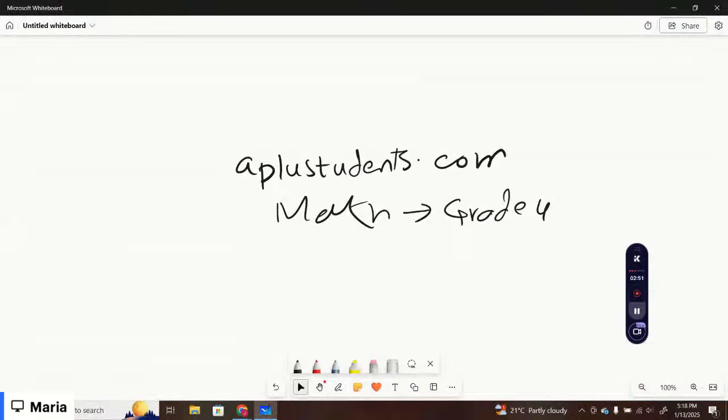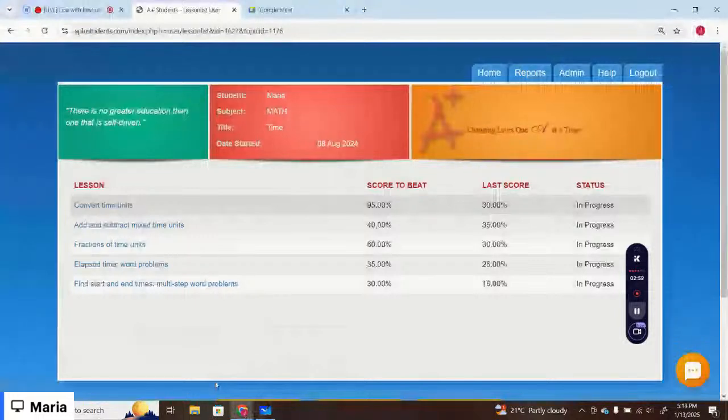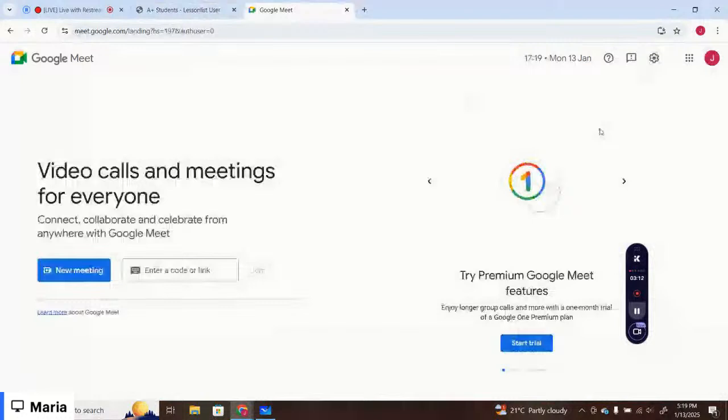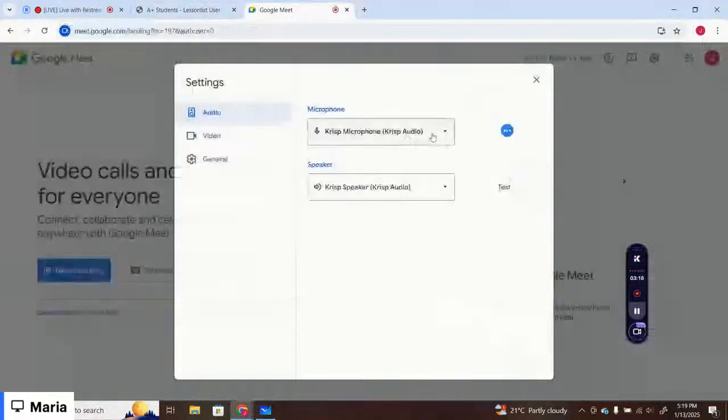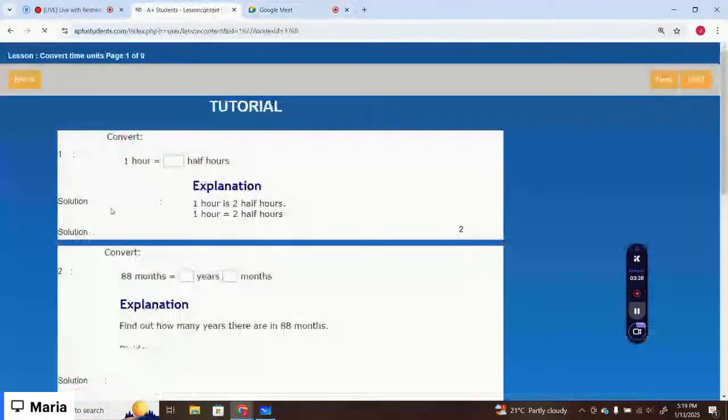We're going to start with the chapter time. So please make sure you have your notebook and pencil so that you can note down the important examples and definitions as well. We're going to start with the first lesson, that is convert time units. So let's just start with the lesson.